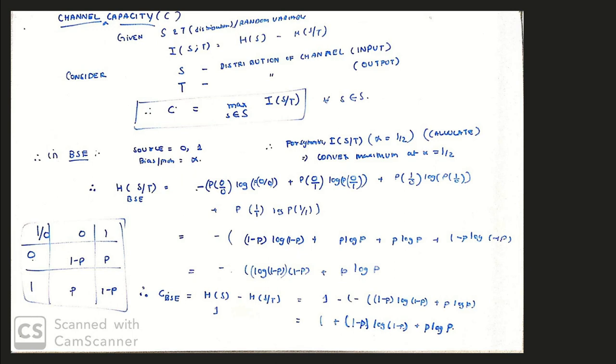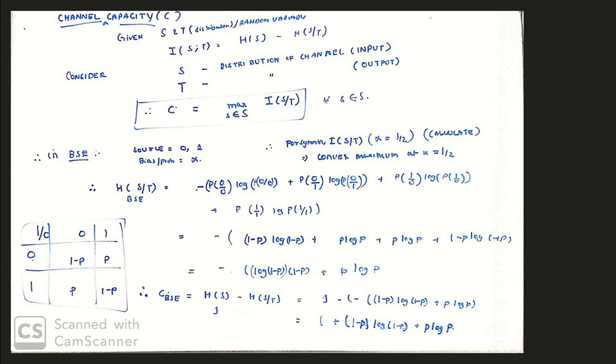Now we try to calculate channel capacities for the binary symmetric channel and the binary erasure channel. We just studied in channel capacity that it is the maximum of the mutual information between two random variables. Here the first random variable is the input and the second random variable is the output. So the mutual entropy between them is the entropy of the input minus the conditional entropy of the input given the received message. So now we get this formula: C equals the max over S belonging to the input of I(S; T).